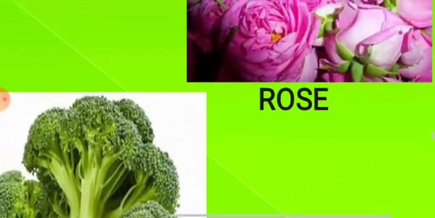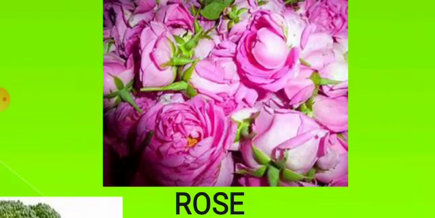The next one is rose. This is a plant that stores its food in the flower. Its essence is used to make rose milk. From this rose, we can prepare rose water. It gives you a good smell.